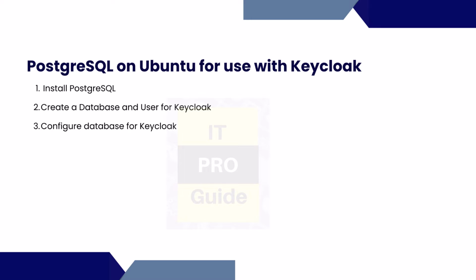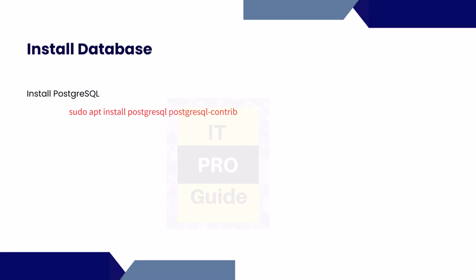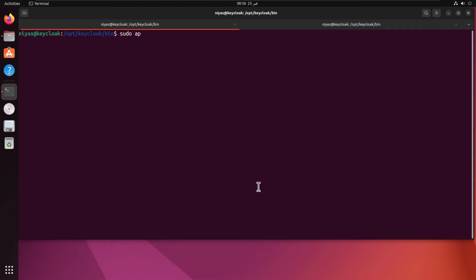Our first step begins with the installation of the PostgreSQL database. Then within PostgreSQL, we have to create a dedicated database named Keycloak and establish a Keycloak user for it. Once our database is set up and ready, the next step involves configuring the Keycloak application to establish a connection with our newly prepared database. What you see here is the command required to install a PostgreSQL database on Ubuntu. So let's run it. I'm gonna run sudo apt install postgresql.